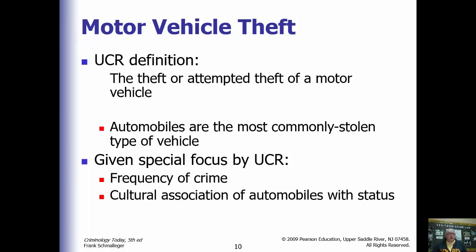Automobiles, cars, are the most commonly stolen type of vehicle. Other types might be trucks, tractor trailers, other motorized vehicles. The UCR is specific with regard to what's included and what's not included. But say a motorcycle would be a motor vehicle. But cars are the most commonly stolen.